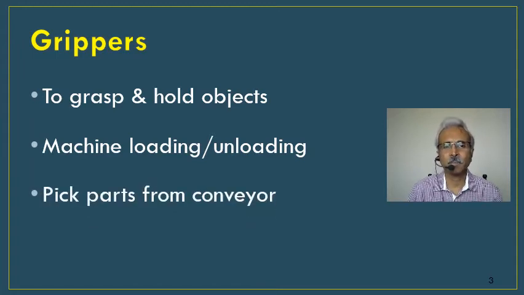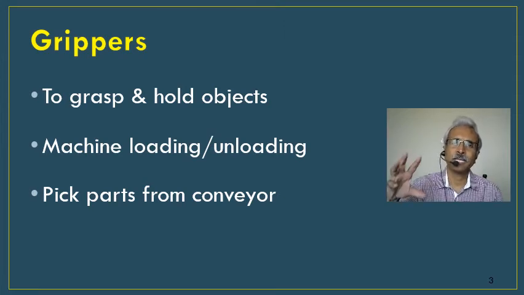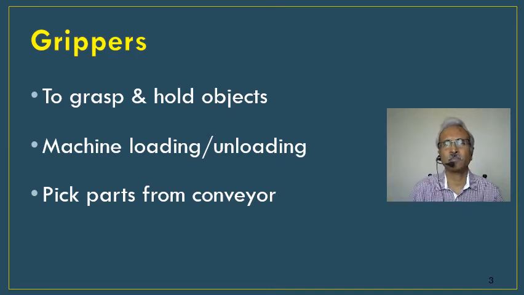And third is picking parts from a conveyor. Because in an automated manufacturing setup, no human carries the work parts, and they are sent on a conveyor. Probably there is one conveyor for input materials or raw materials, and another conveyor for output or finished goods. So the gripper or the end effector has to pick parts from the conveyor.